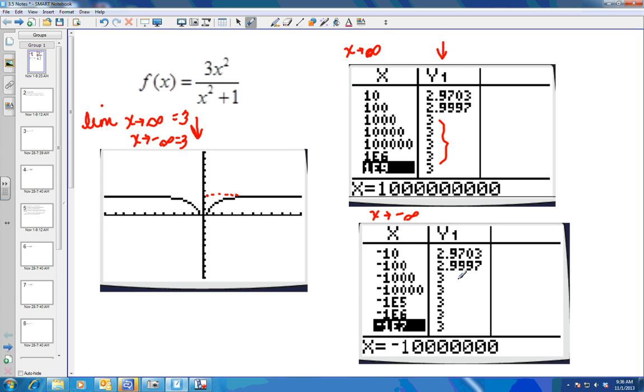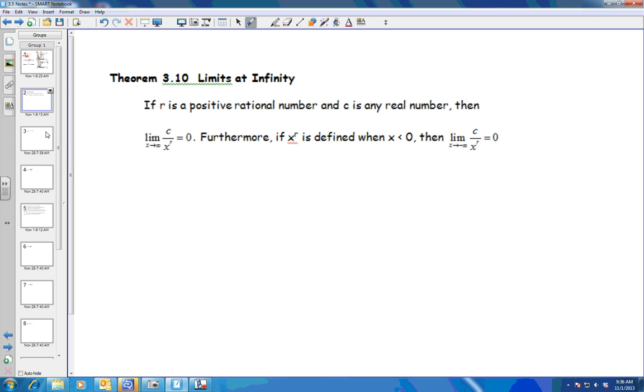So today we're going to talk about how we would find those limits without the use of a calculator, so we're going to discuss how to find those limits algebraically. The first thing I want you to look at on your notes, skip over those guidelines first, is Theorem 3.10, limits at infinity. It says if r is a positive rational number and c is any real number, then the limit as x approaches infinity of c over x to the r is 0. And then they give you the same thing if x is approaching negative infinity.